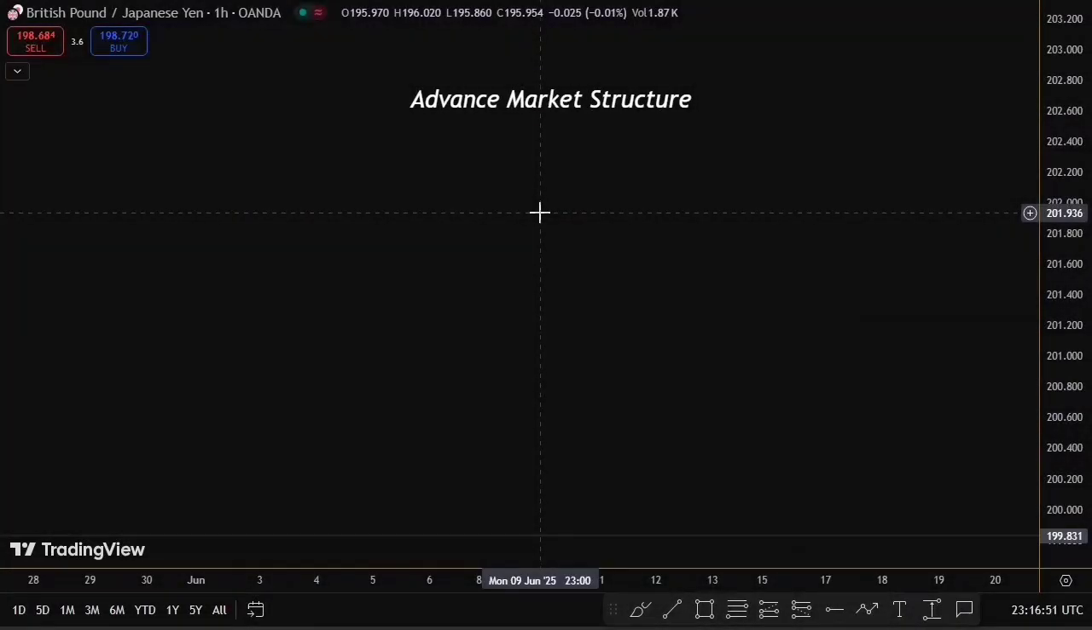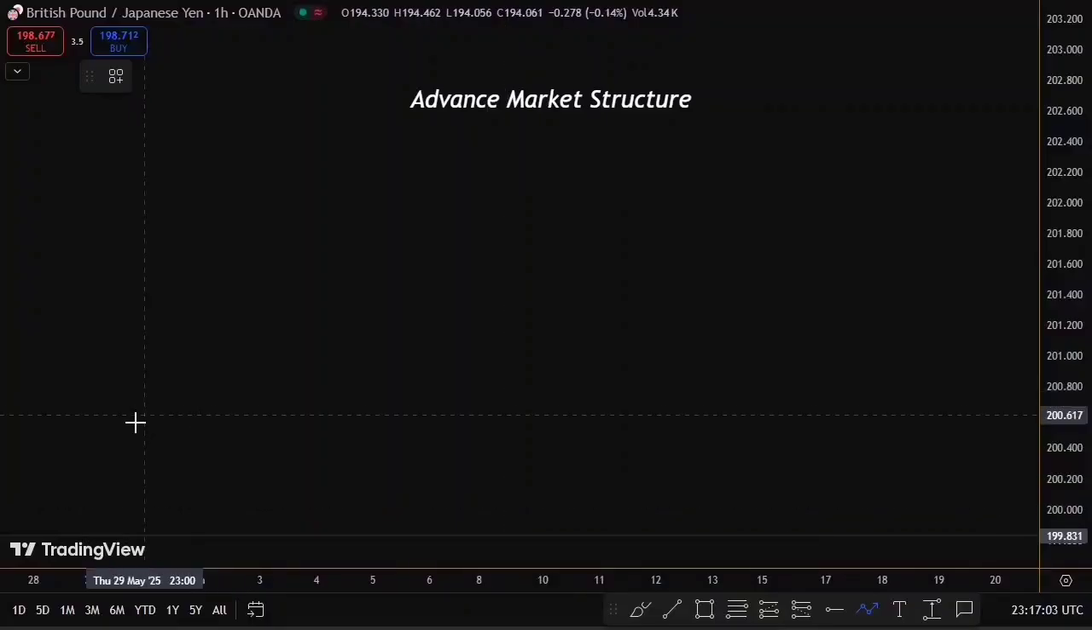So we've established the basic market structure. Now let's head on to the advanced market structure. For the advanced market structure, what I really want you to take note of is that now is where we apply liquidity to structure. So for example, in an uptrend, what do we want to see?